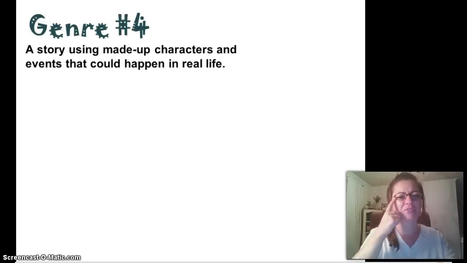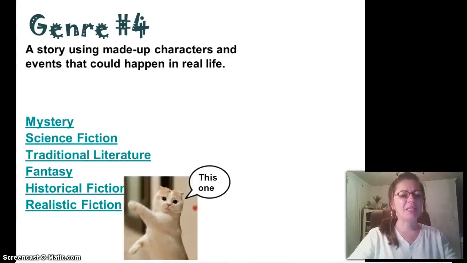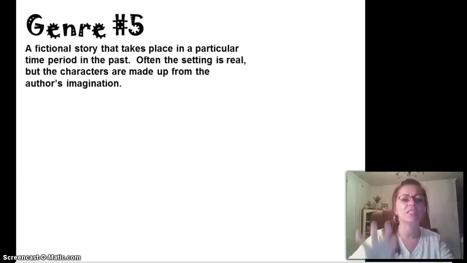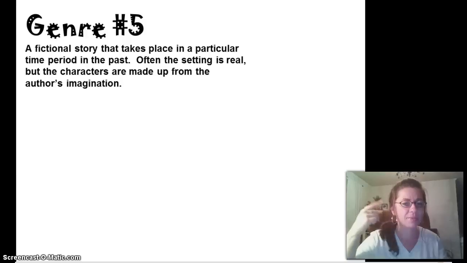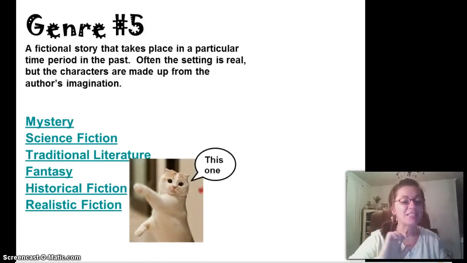And next up, we have genre 4, story using made-up characters and events that could happen in real life. There's a hint in there for you. Did you choose realistic fiction? You got that one right. And next up, we have a fictional story that takes place in a particular time period in the past. There's your clue. Often the setting is real, but the characters are made up from the author's imagination. Isn't everything in fiction? I don't know. So, did you guess that this answer was historical fiction? Then you got it right.